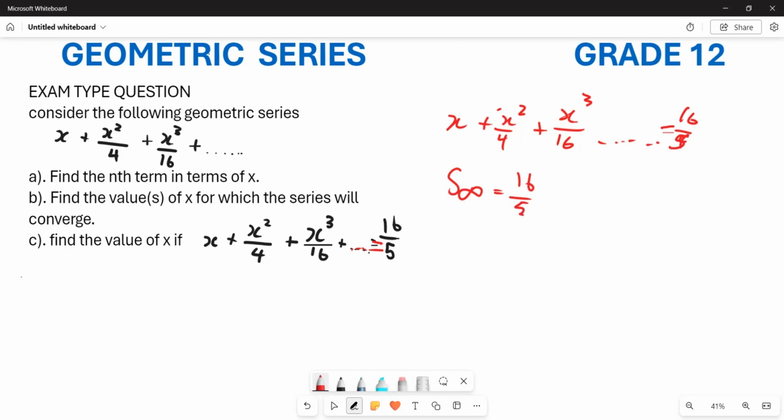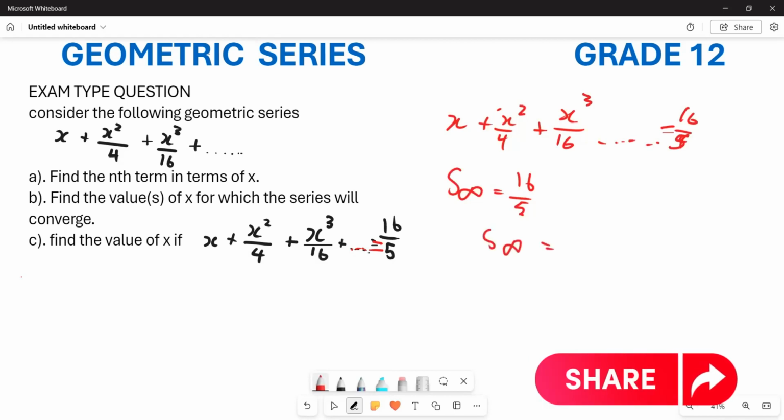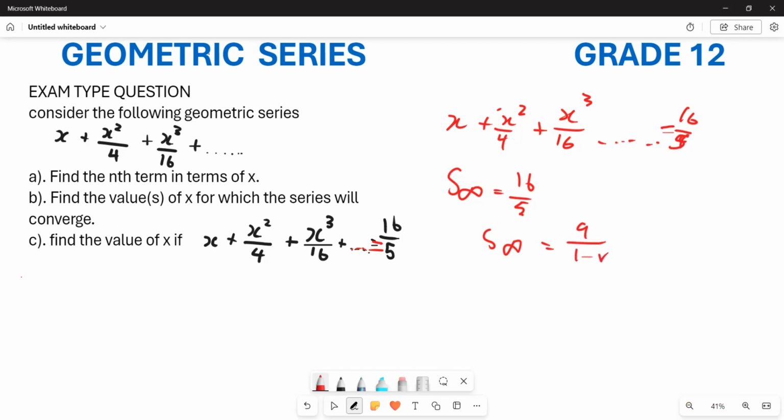Now that you are having your sum of infinity as 16 over 5, what is it that you're going to do? You are going to use the sum of infinity formula. Your sum of infinity formula is given by what? a over 1 subtract r. Now, what is the a that you had there? You were given that your a is x, over 1 subtract the value of your r that you are having there, which is also given by x over 4. How to get? So now your sum of infinity here is 16 over 5.